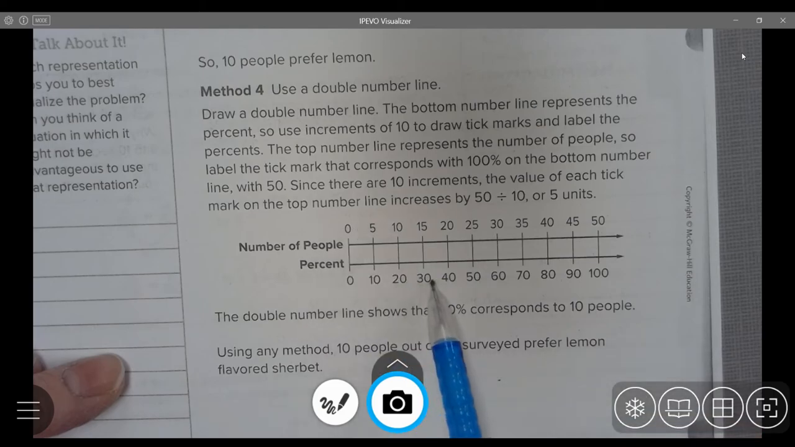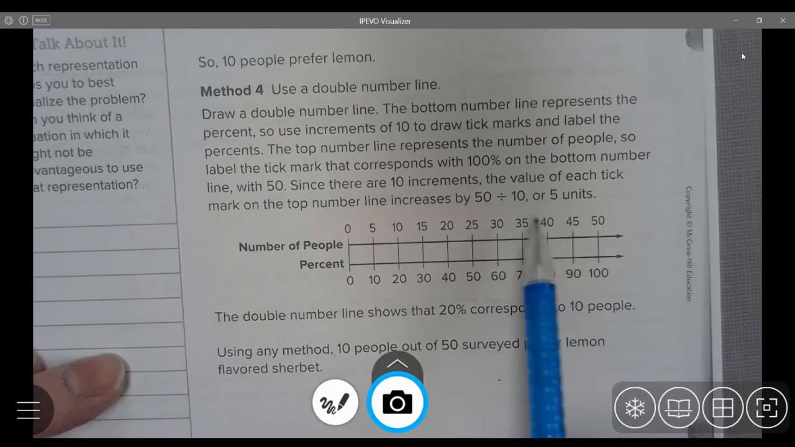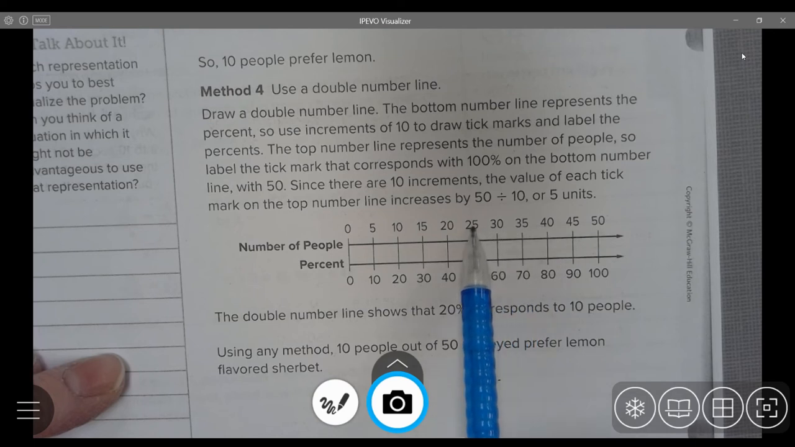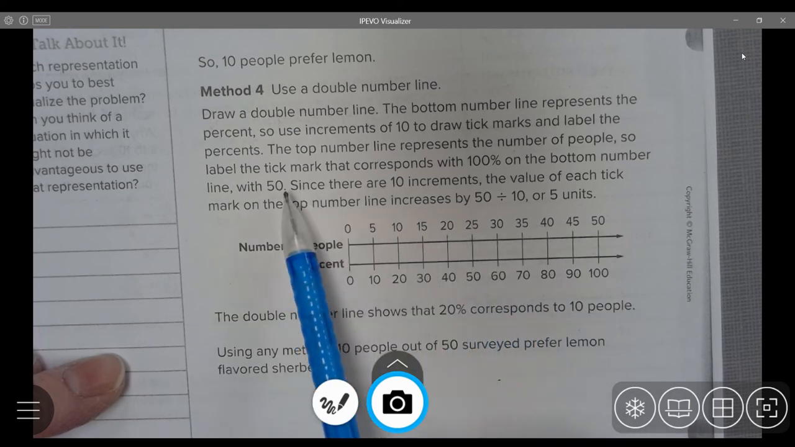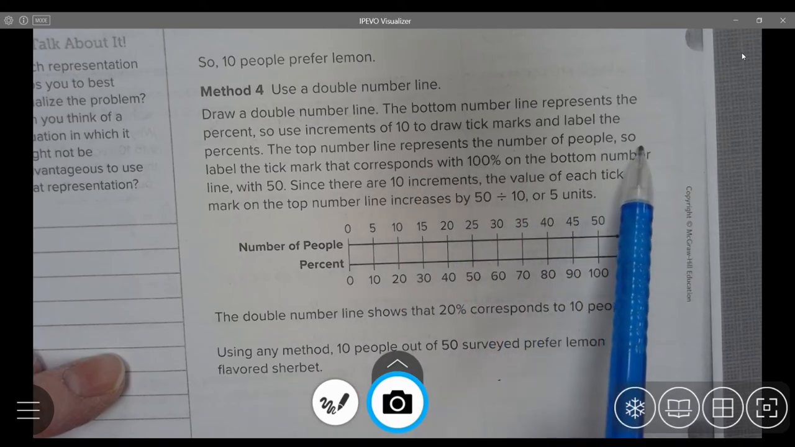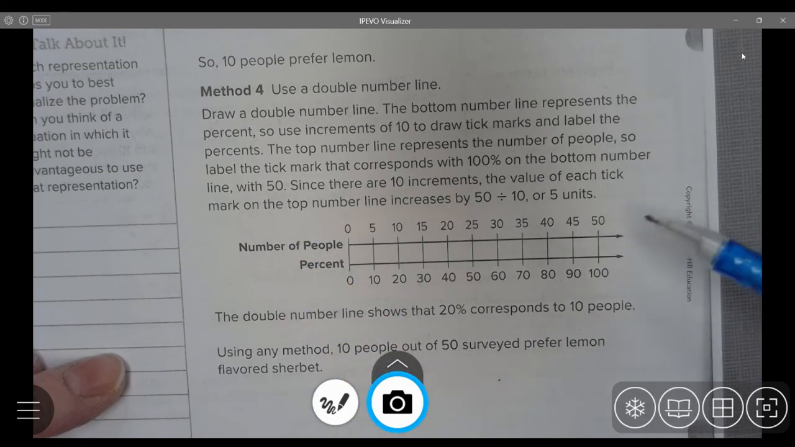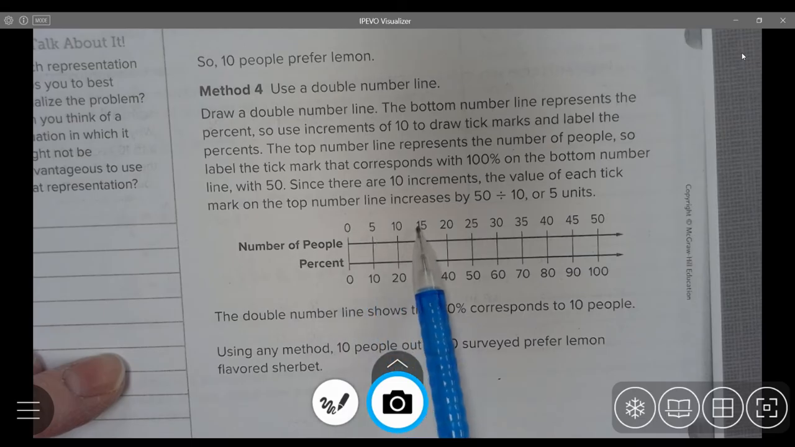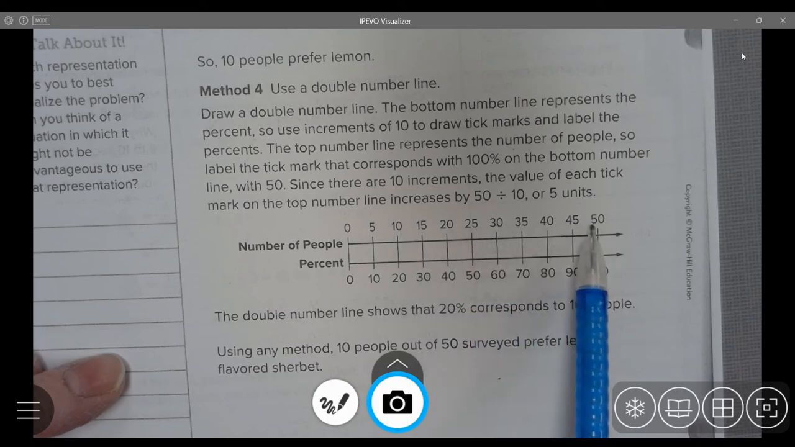And so with these tick marks of 10, 20, 30, 40, all the way to 100%, we can fill in the numbers that would work with the upper number line tick marks. So the top number line represents the number of people. The label of the tick mark that corresponds with 100% is 50. Since there are 10 increments, the value of each tick mark at the top increases by 50 divided by 10, or 5 units. So you would count by 5s: 0, 5, 10, 15, 20, all the way to 50.